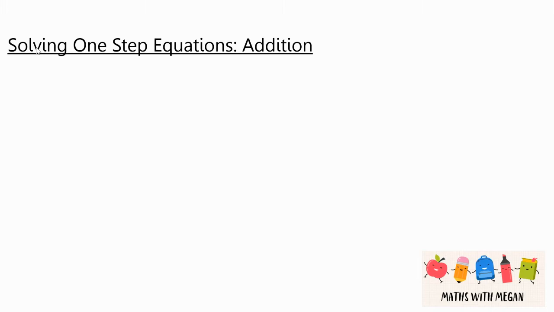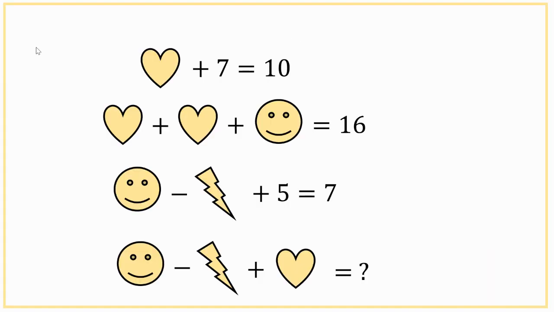In today's video we are going to be looking at solving one-step equations, and these are equations where we have got our variable add a constant number. So to start off, can you try and solve this puzzle? Pause the video and see if you can find a value for the heart, the smiley face and the lightning bolt, and then solve the question at the end.